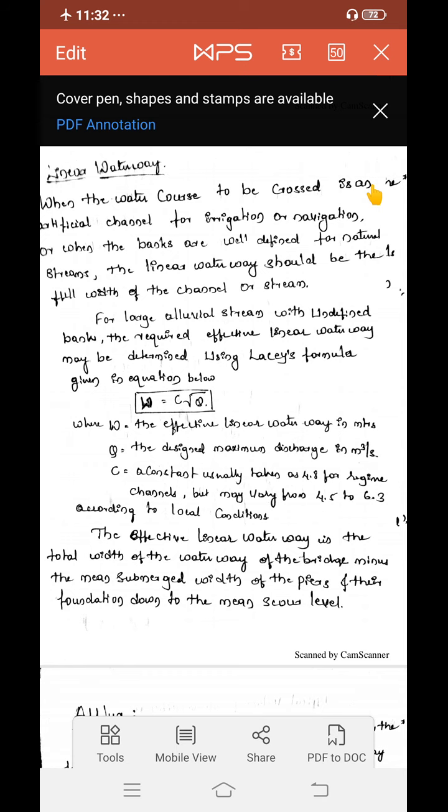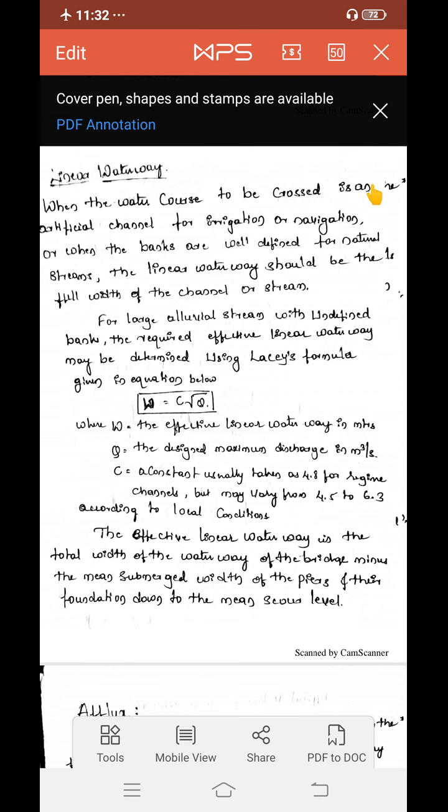Today, in yesterday's video lecture, we studied the components of bridges, the classification of bridges, and the various methods to calculate the discharge for bridges, and we also solved one numerical problem. Today we'll study the linear waterway. There are some more terminologies we'll study here.